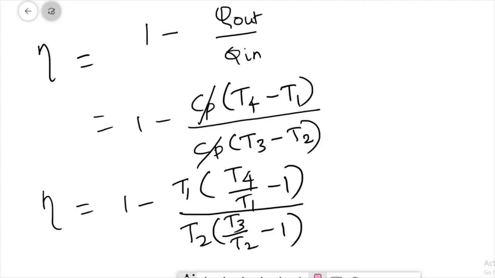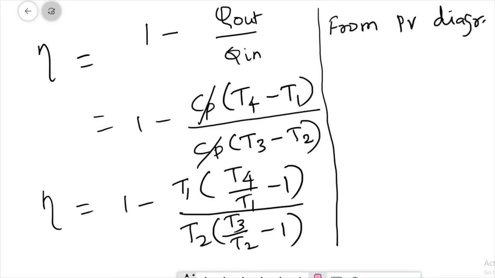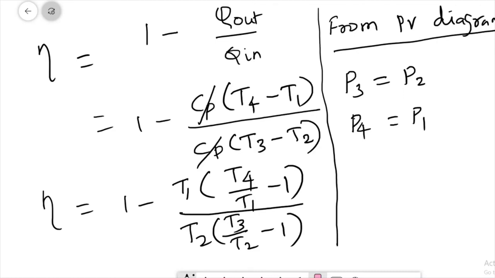If you see the PV diagram, from the PV diagram we can understand that P3 will be equal to P2 because that is a constant pressure process. So the pressure remains constant between states 3 and 2. That is why P3 equal to P2, and P4 will be equal to P1. Between states 4 and 1 is a constant pressure process, so again the pressure remains constant. So P4 equal to P1.